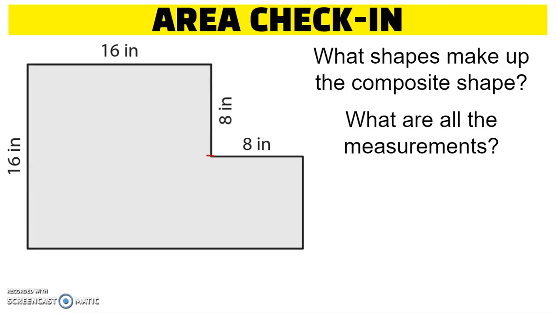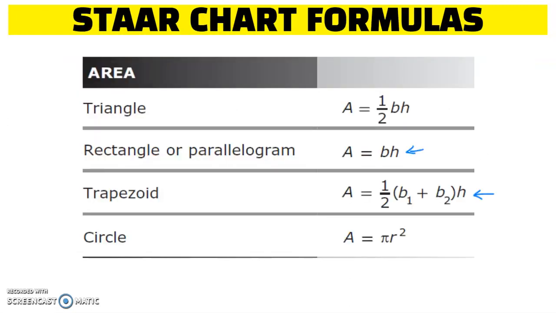I could see it as two rectangles if I see it like that. Either way you see it, we would still end up with the same area, just we're doing the calculations a little bit differently. So if I did it like this, I have two rectangles. First, my formula this time is going to be this right here.